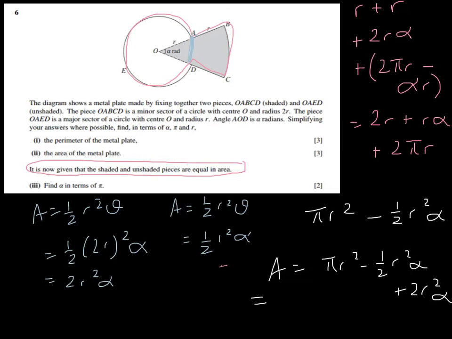So if we look at this here, we can see that we've got minus half r squared theta, and we've got 2r squared theta. So they're like terms. When we add that together, we're going to get 1.5 or 3 over 2. So that stays as pi r squared plus 3 over 2 r squared alpha.